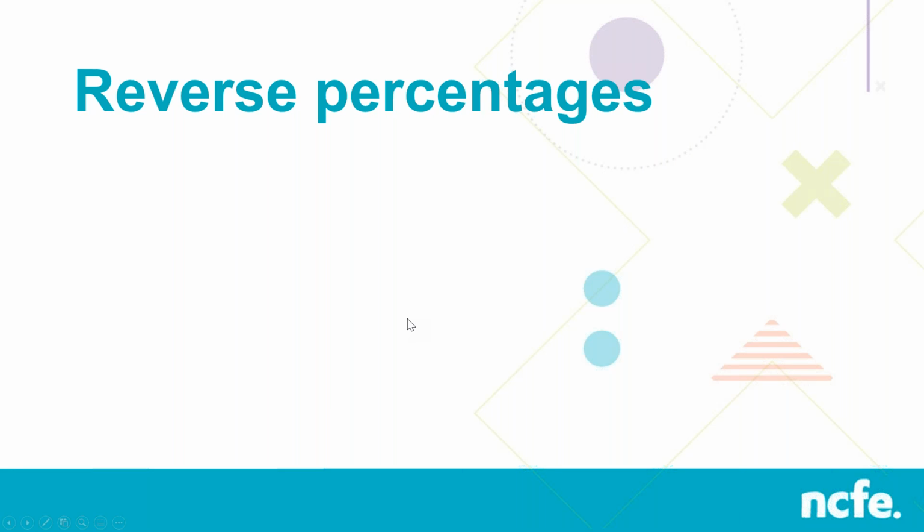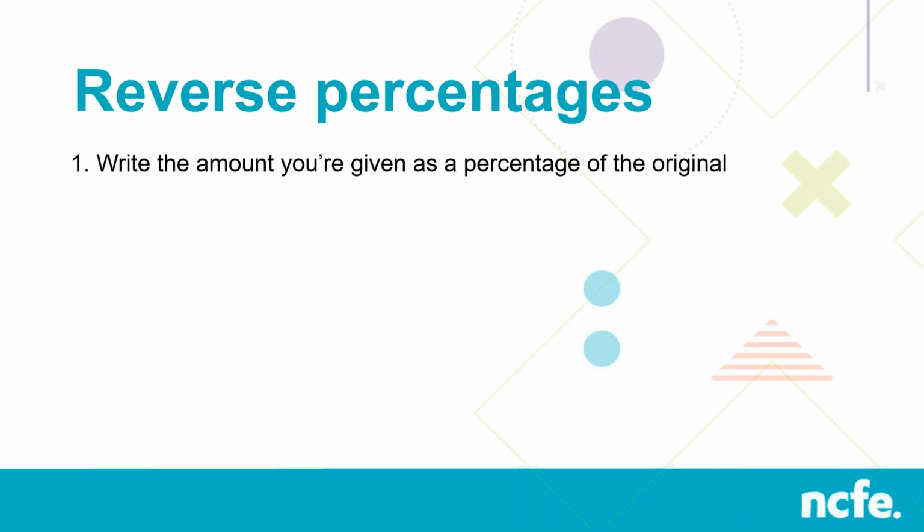There are times when you might be given the result of a percentage change and you'll need to work backwards to find the original value. This is one that learners struggle with the most, and you'll find that many people trying to find out the original value will struggle with this, but it is something that we do quite often have to calculate on a day-to-day basis. So in order to calculate a reverse percentage, there are 3 steps.